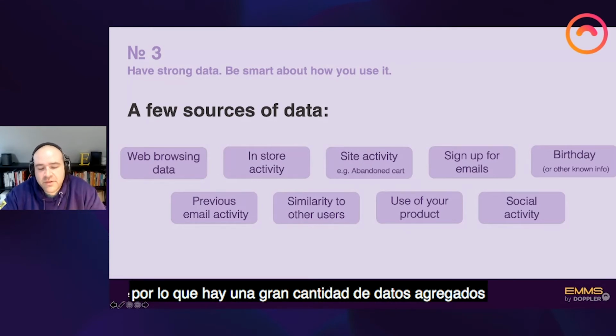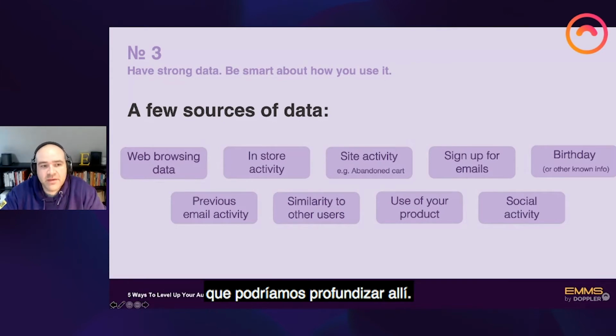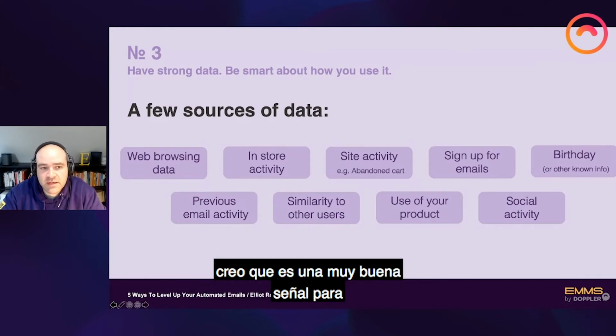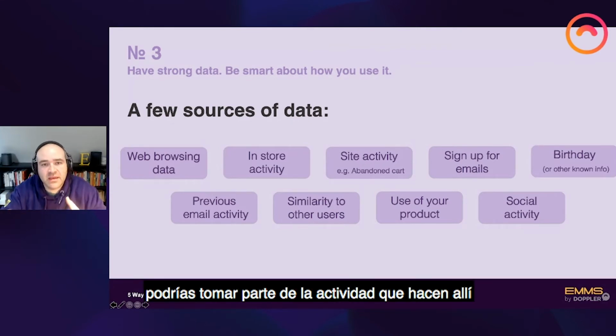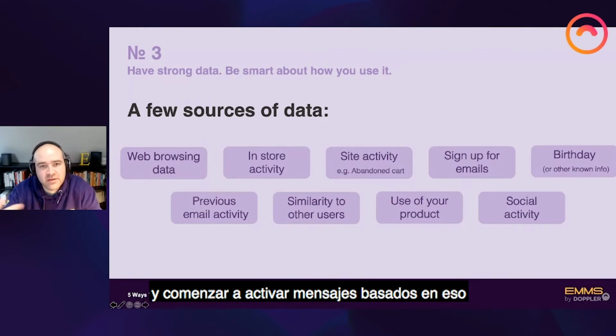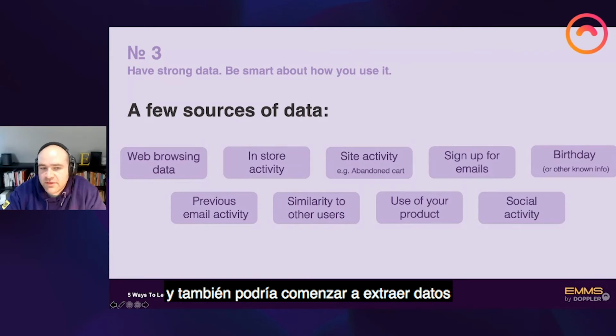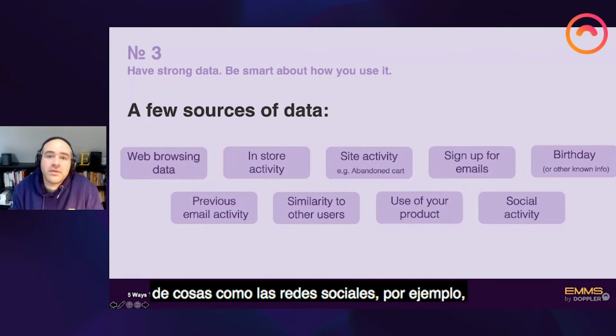So there's a lot of aggregate data that we could dig into there. It's all about mining that information. If you're running some kind of product, then taking signals from what they're doing in the product is a really good signal to start automating things. So, for example, if you're running an app, you could take some of the activity they do there and start triggering messages based off that. And also, you could start to pull in data from things like social media, for example.